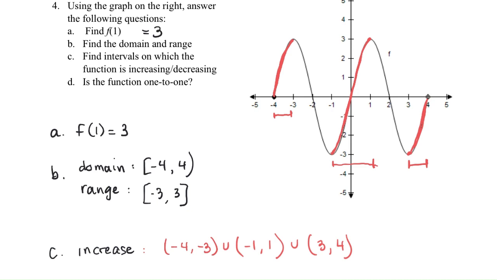Now, portions of the graph where it's decreasing, I'm going to highlight those in blue. There's a decreasing portion of the graph and a decreasing portion of the graph. So remember, we don't describe that from a point to a point. It's only values on the x-axis. So from -3 to -1, and from +1 to +3. So the intervals of decrease would be from -3 to -1, and from 1 to 3.